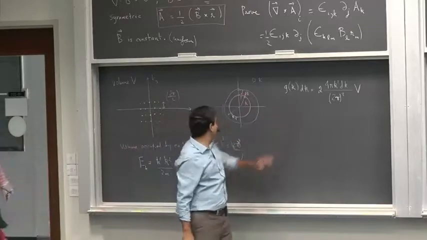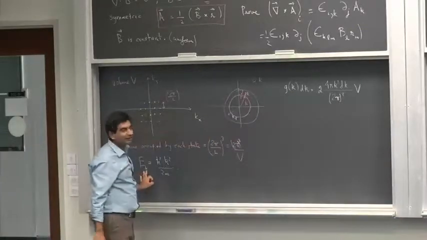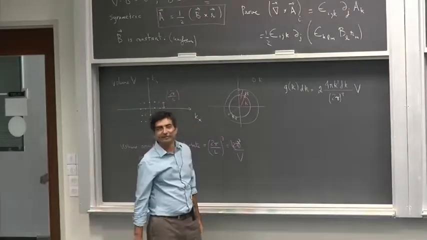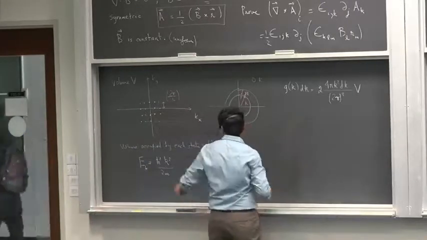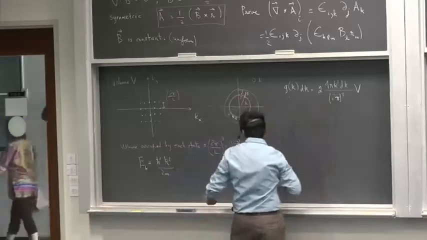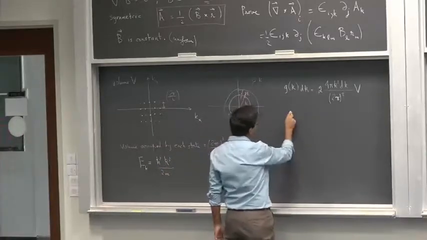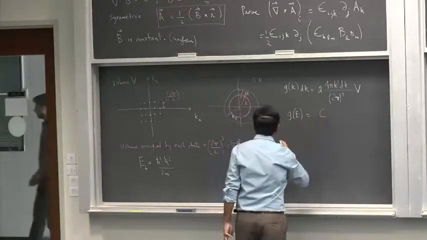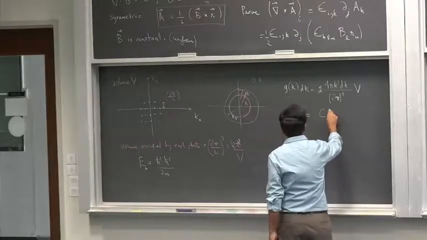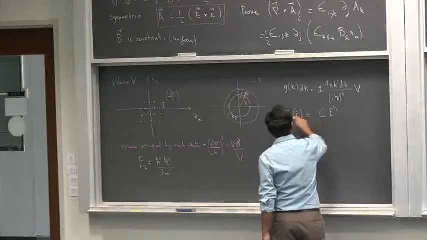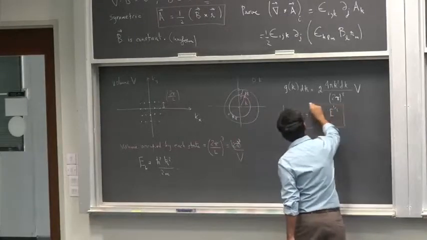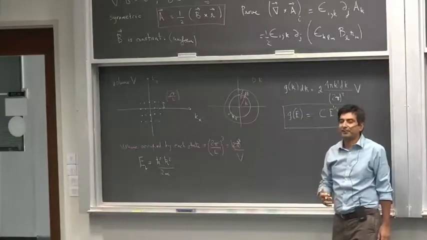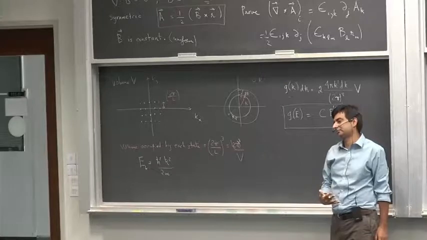Now, k and E are related, so I can express everything in terms of E instead of k. If I use this expression to rewrite the k's in terms of E's, what I will notice is that G(E) will be equal to some constant times E to the 1/2. This is the density of states. These states are available for the electron to be occupied.